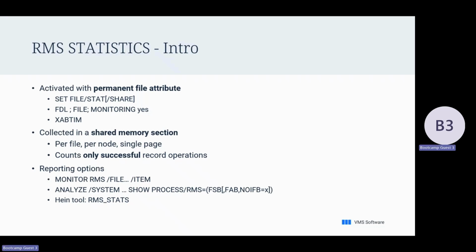So when I was doing RMS engineering, I needed that data, and I started out with analyze a system. I added the show process RMS equals FSB, the file statistics block, to format all the bytes from the statistics block. And then I wrote, using essentially the same code, a tool to present it at the user level basis, showing all the activities in the RMS terms.